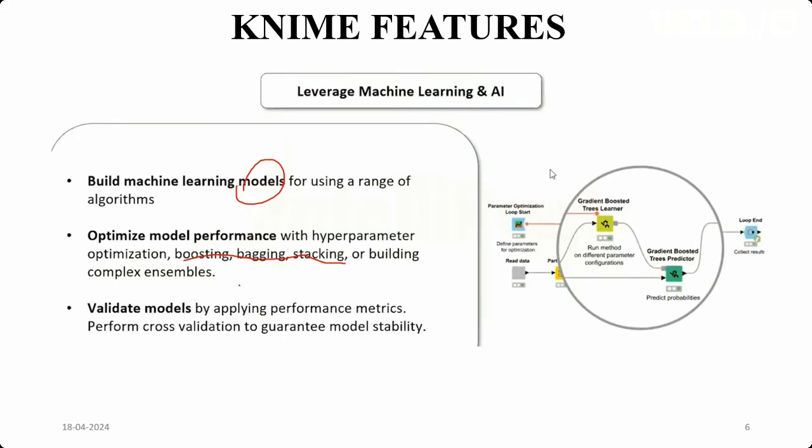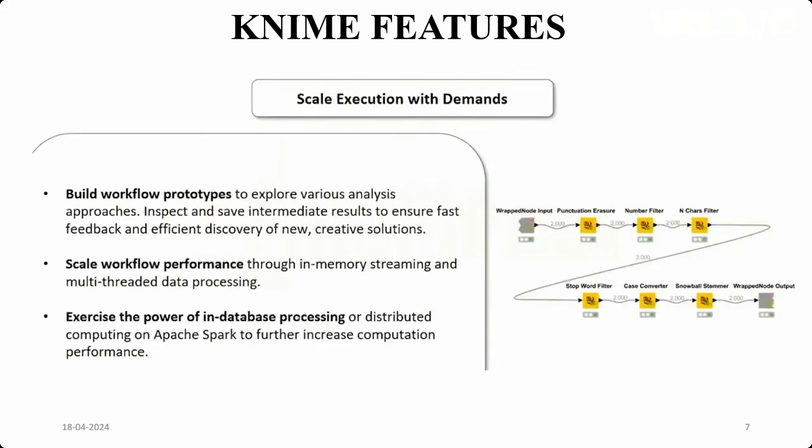Any model can be applied to this, and we can validate those models, and we can find the performance metrics, confusion matrix, and so on. We can find it with the help of KNIME.